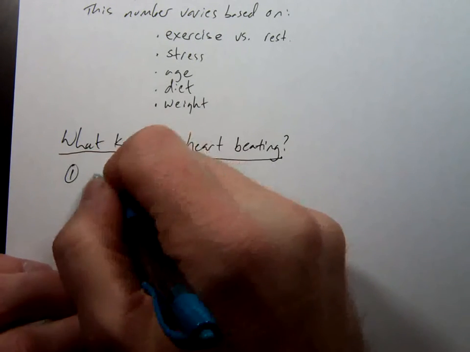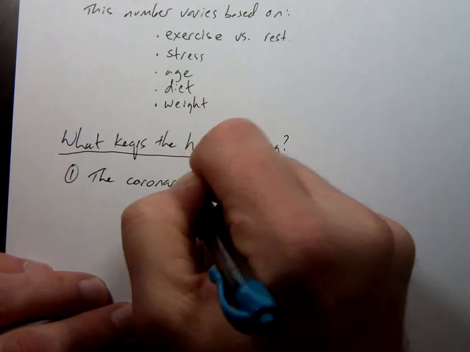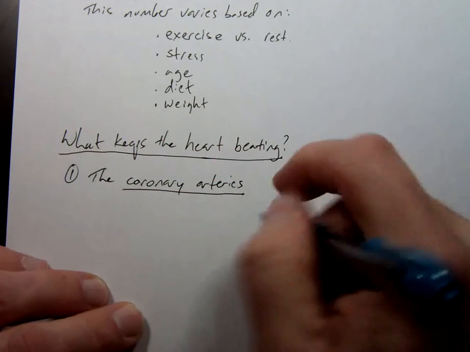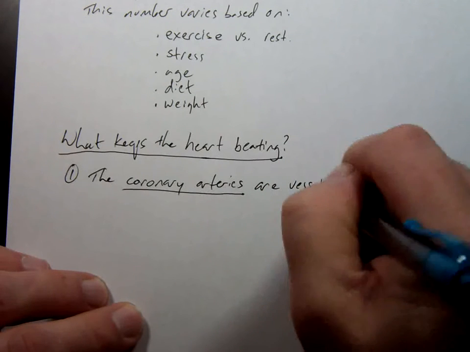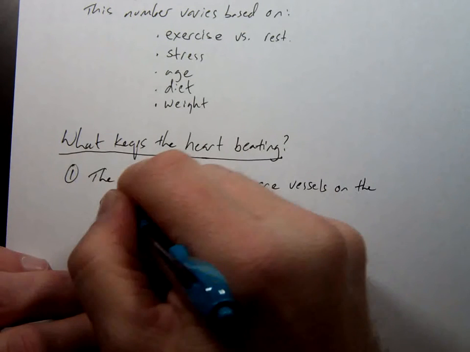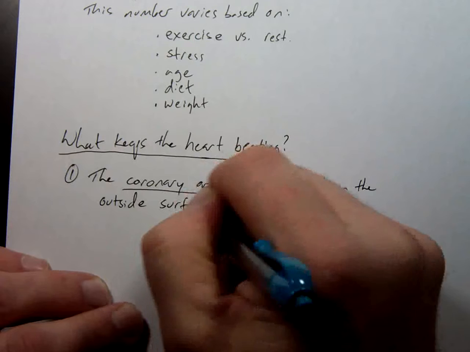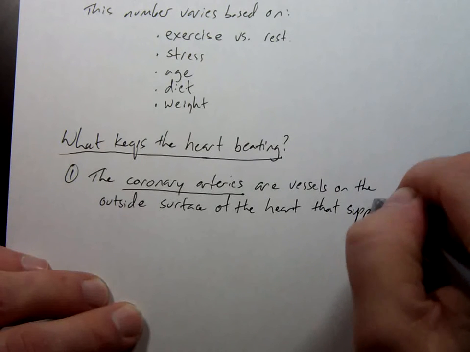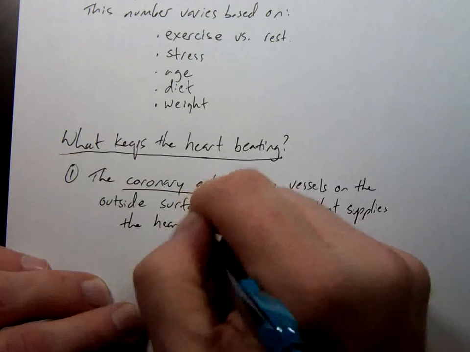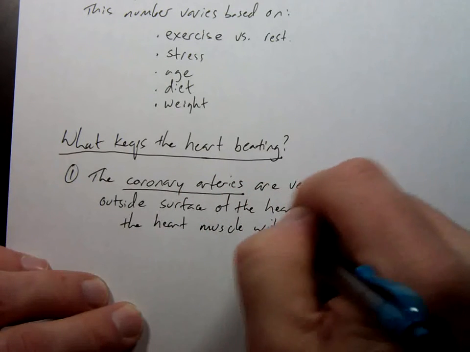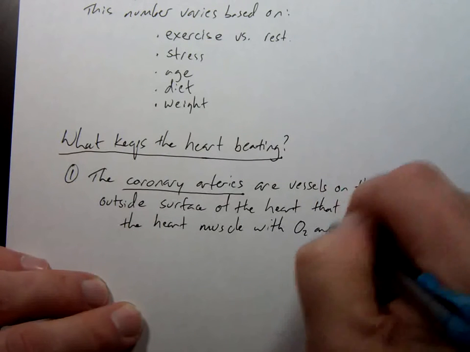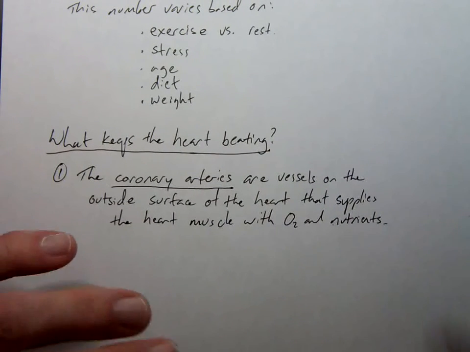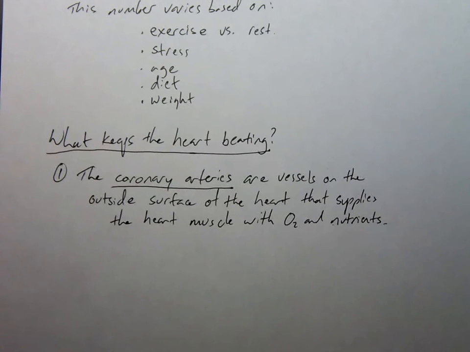First one is this: the coronary arteries. That's the reason you had to have bypass surgery. Yes. Coronary arteries are vessels on the outside surface of the heart that supply the heart muscle with oxygen and nutrients. That's super important. These guys are the ones that basically keep your heart beating.